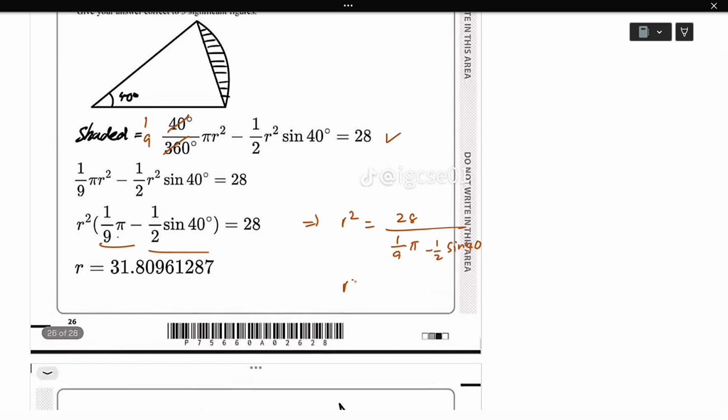Okay, the next line, r equals the square root of 28 over (1/9 pi minus 1/2 sin 40). When you calculate, we'll get this answer. That is going to be the radius of the first sector.